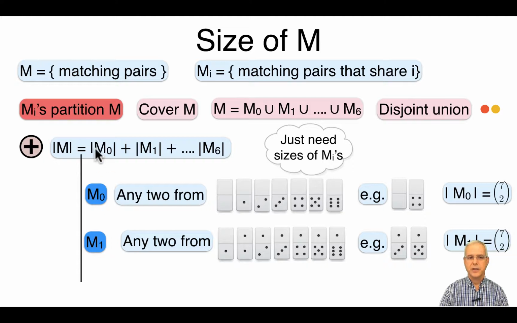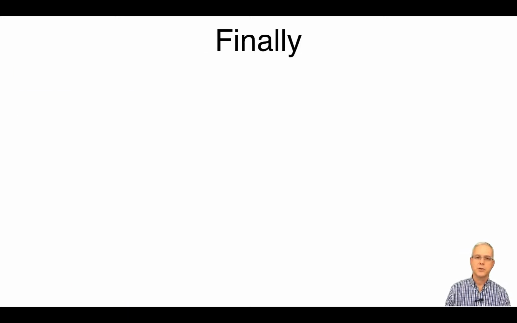The size of M is the sum of 7 sets, each of them having this size. So the number of matching pairs is just going to be 7 times the size of each of those sets. So it's 7 times 7 choose 2. We can calculate it, but we won't because we want to divide. So let's just remember: the number of matching pairs is 7 times 7 choose 2. Now we can put things together.